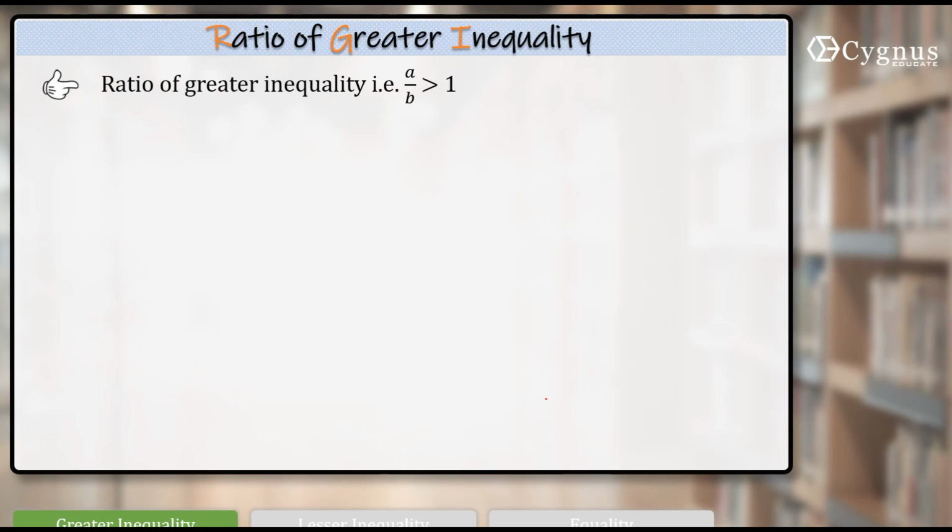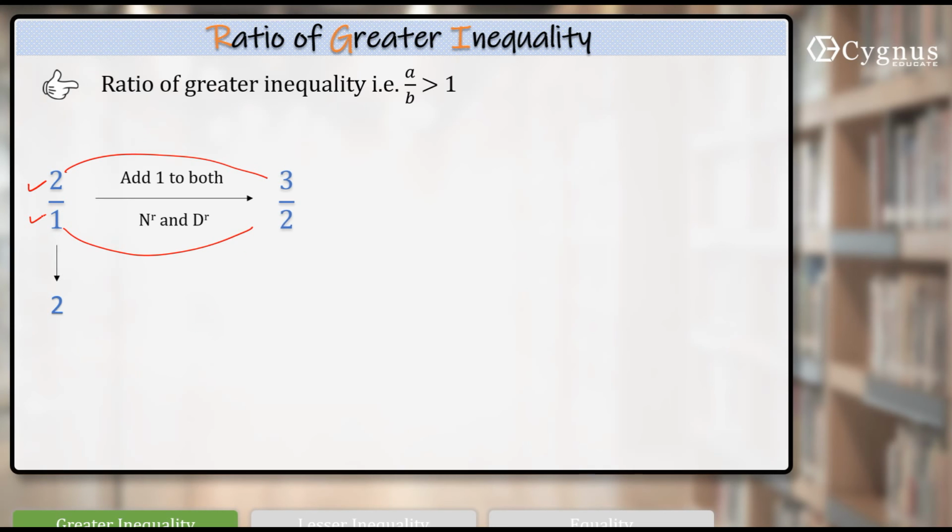That is what? When the value is greater than 1. Let's say it's 2 by 1. My ratio of greater inequality is what? 2 by 1, because the numerator is greater than the denominator. Let's see a few properties here. When I add 1 to both numerator and denominator, this 2 becomes 3, and this 1 becomes 2. What's the value of 2 by 1? It's 2. What's the value of 3 by 2? It's 1.5. Yes or no?